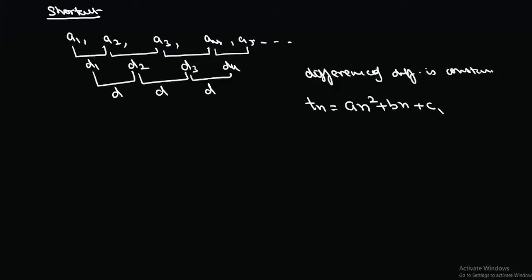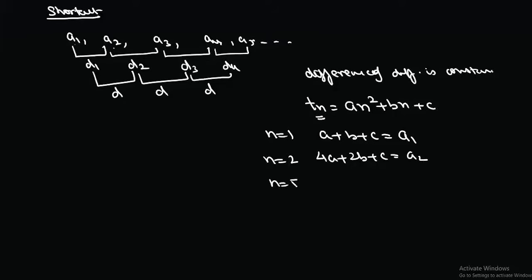Now, first we'll look at the standard way of solving the question, and then we'll look at the shortcut. In order to find a, b, c, we'll need three equations. So we'll put n as 1, and we'll get a plus b plus c, which is equal to t1, and t1 is nothing but its first term, a1. Now, if we put n as 2, we'll get 4a plus 2b plus c, and it is t2, which is your second term, a2.